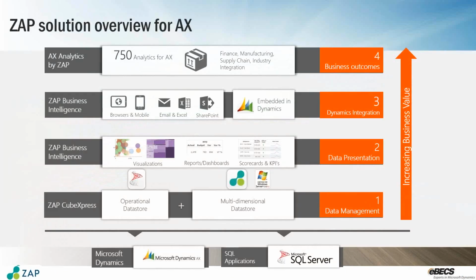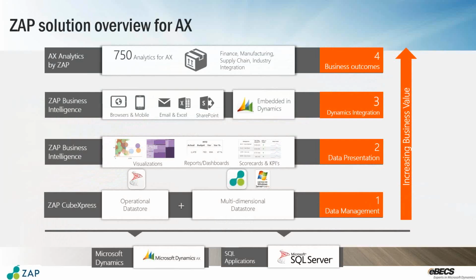If we take a look at the solution all up, we have a number of elements here. We've got our data management layer allowing us to connect to different data sources, and we call that Cube Express. We've got our presentation layer, which is provided by ZAP Business Intelligence, and we're going to see that in a minute or so. We've also got our Dynamics integration layer.